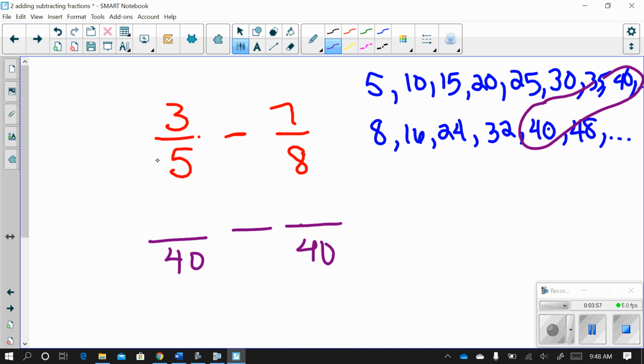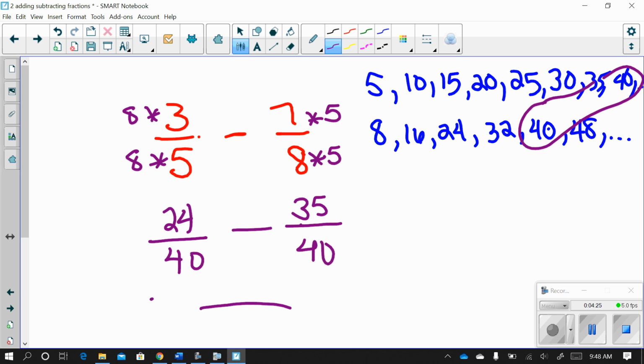How did I get from 5 to 40? Well, I just multiplied by 8. I did it to the bottom, I did it to the top. It's 24. How did I get from 8 to 40? Well, times 5. So 7 times 5 is 35. So now we're just going to subtract. 24 minus 35. Oh, I'm taking a bigger number away from a smaller. That means my answer is going to be negative. So it's going to be negative something over 40.